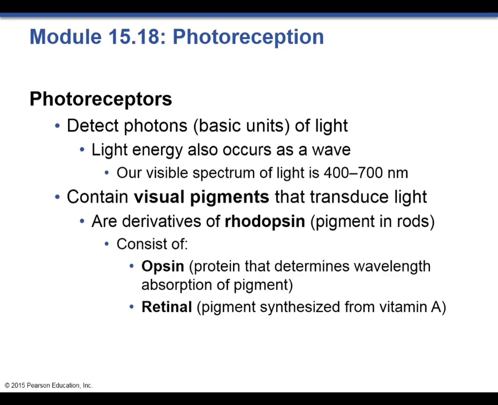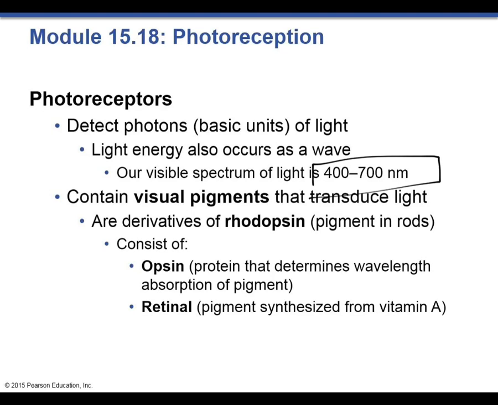So what do these photoreceptors do? They're going to detect photons. Photons are the units of light, and it's coming in as a wave, if you will, photons and light waves. Now, we're only able to see 400 to 700 nanometers. That's our range of wavelengths that we can see. And that's going to be that Roy G. Biv, right? The colors of the rainbow. That's what we can see.